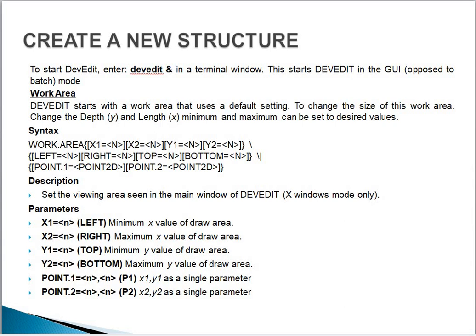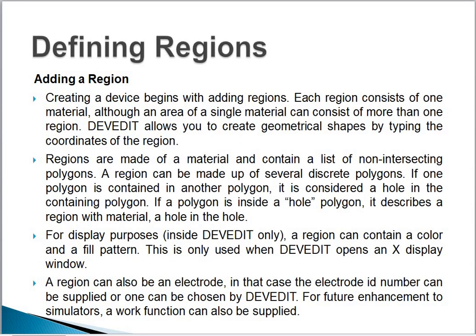The work area will decide the length, width and height of the device. For setting this, you have to mention the depth of the device and the length of the device, as minimum value and maximum value. The Y value shows the depth of the device and the X value shows the length of the device. After defining the mesh, you must also define the regions.